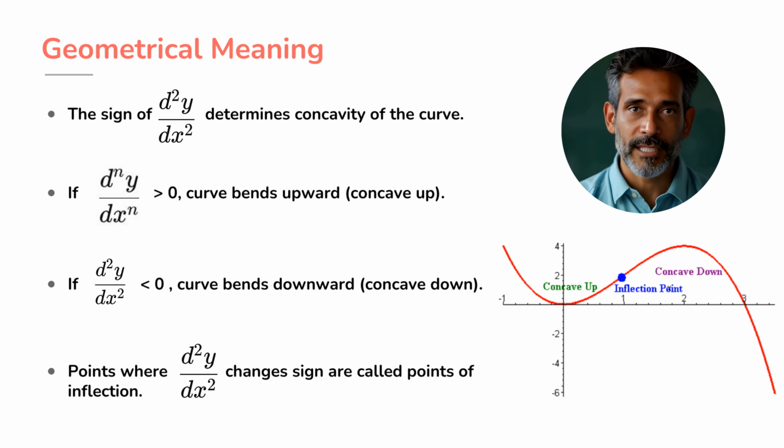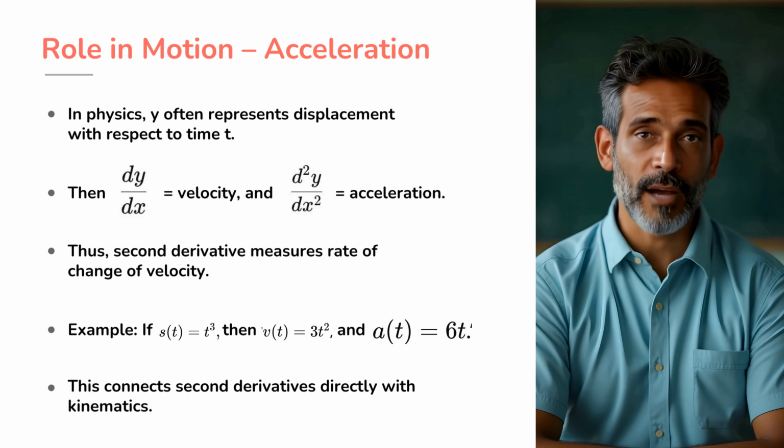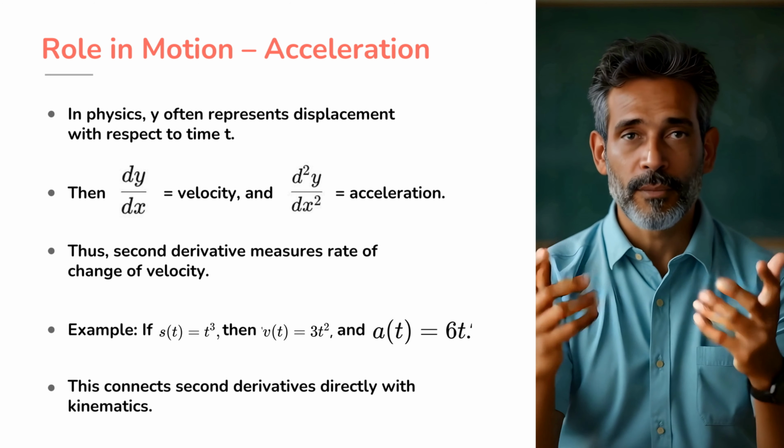The points where the second derivative changes sign are called points of inflection, where the curve changes from bending upward to downward or vice versa. For example, the graph of y equals x cubed has a point of inflection at x equals 0 because the concavity changes there. Second derivatives also have a direct role in physics.